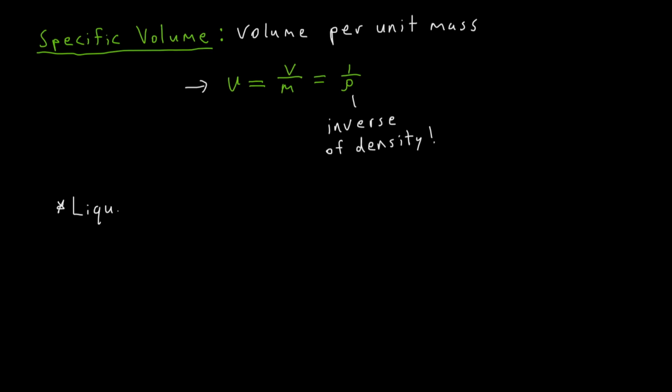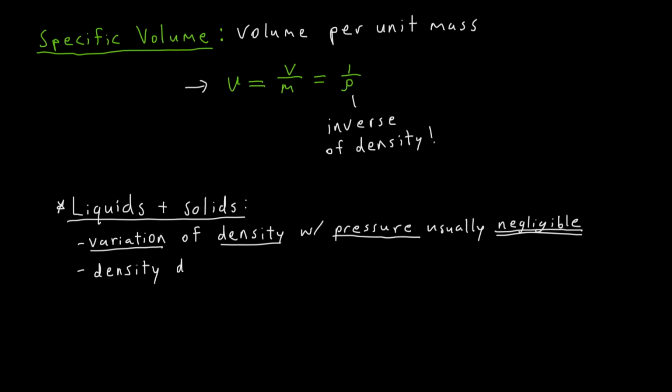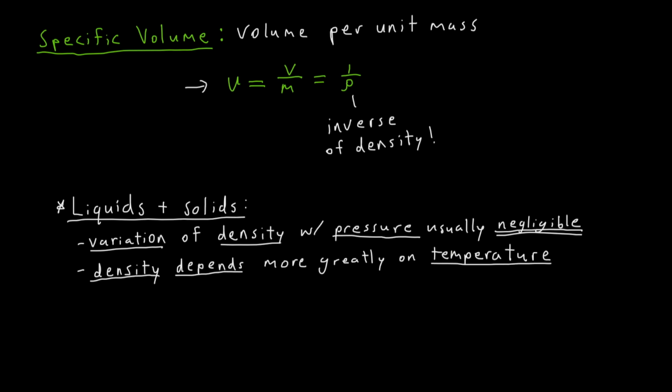And now do note that for liquids and solids, the variation of density with pressure is usually negligible in most practices. So density variation with pressure, negligible. And also density more greatly depends on temperature overall. So in most thermodynamic practices, temperature will have a bigger effect on density.